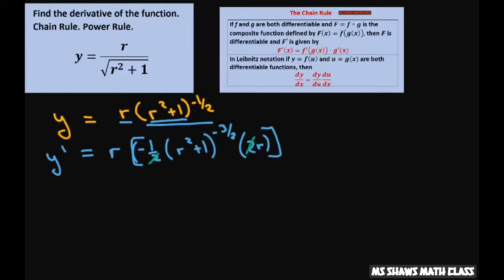All right, now then you use plus, and then we're going to copy down our second term, which is (r squared plus 1) to the negative 1/2 times the derivative of r, which is just 1. And then we just simplify.